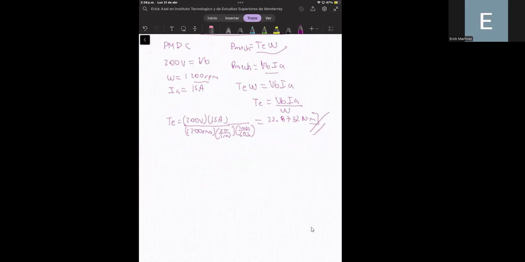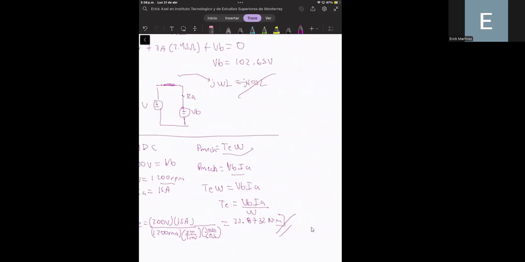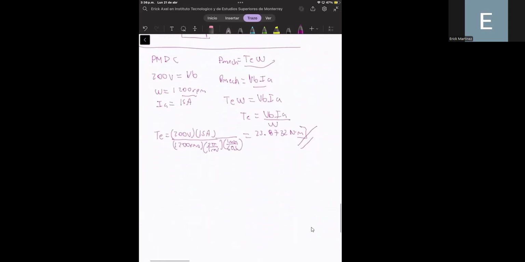The key point here is that sometimes it is better to draw the diagram of the circuit, and sometimes you can use only the equations. So it depends mainly on how you need to compute, based on the data that the problem gave to you.